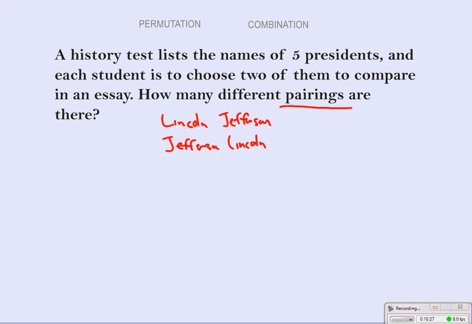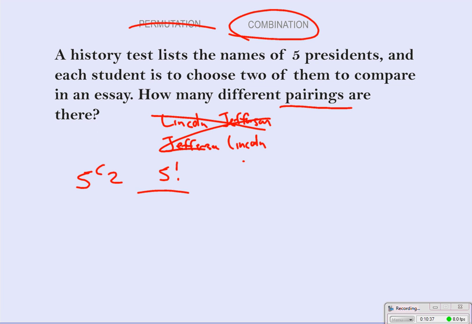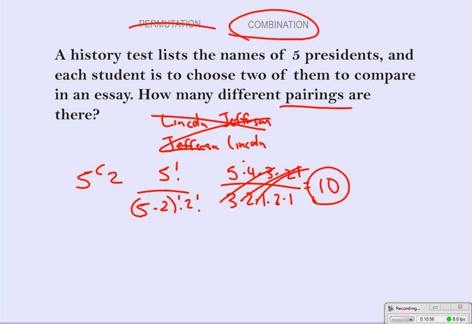Well, no, because you're still comparing those same 2 guys. So order doesn't matter here. So it's not a permutation, it's a combination. So it's going to be 5 choose 2, 5 factorial over 5 minus 2 factorial, 2 factorial. So 5, 4, 3, 2, 1 over 3, 2, 1, 2, 1. Cancel, cancel, cancel. 20 divided by 2 is going to be 10.